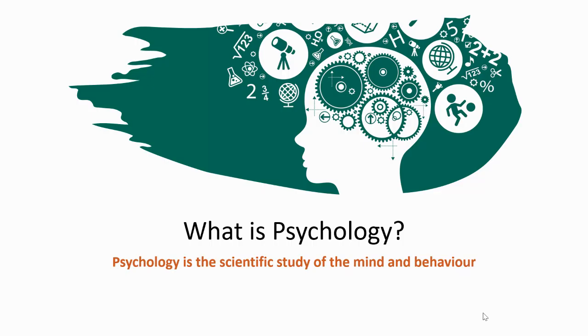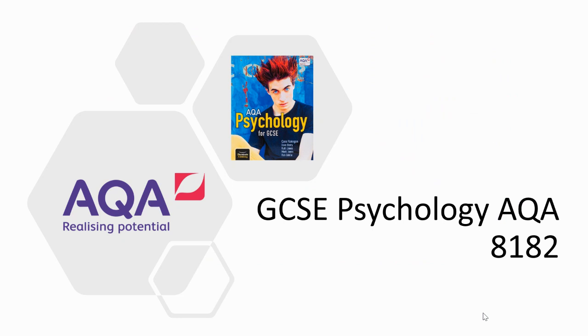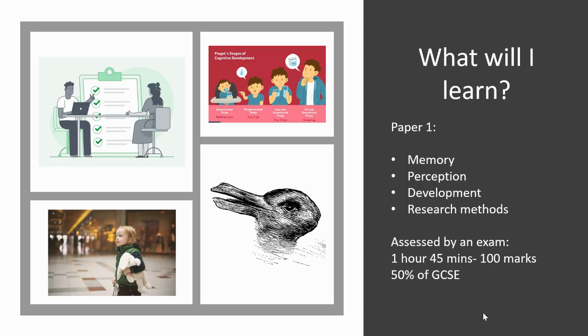So firstly, what is psychology? Psychology is the scientific study of the mind and behaviour, and we follow the AQA GCSE specification. The content of the course is divided into 8 topic areas, which are assessed by 2 exams at the end of Year 11. So in paper 1, there are 4 topics that you will learn about.